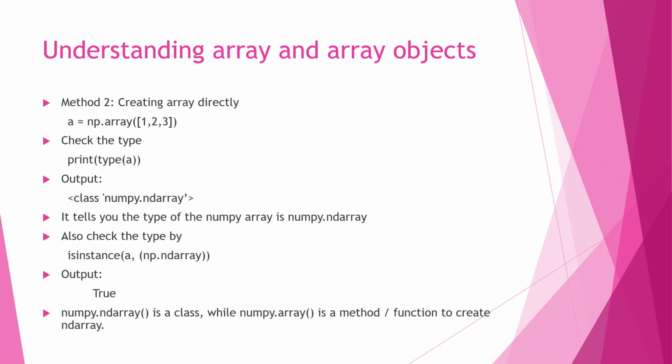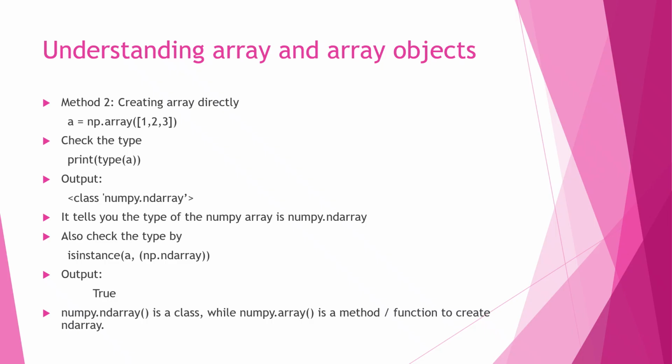Now we will discuss the second method. In this method we are creating an array directly without creating an external list. So we are passing the list here itself inside this array function directly, and we are creating an array. Now we are checking the type of this array. Type of this array is numpy.ndarray.